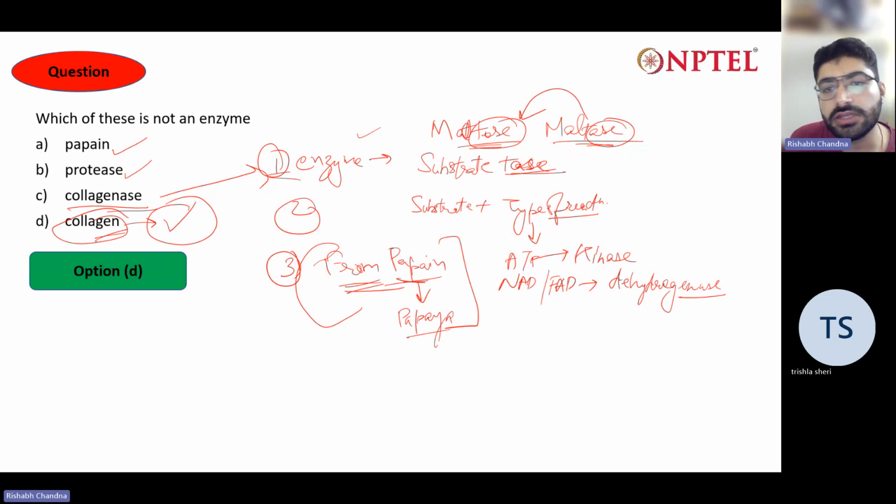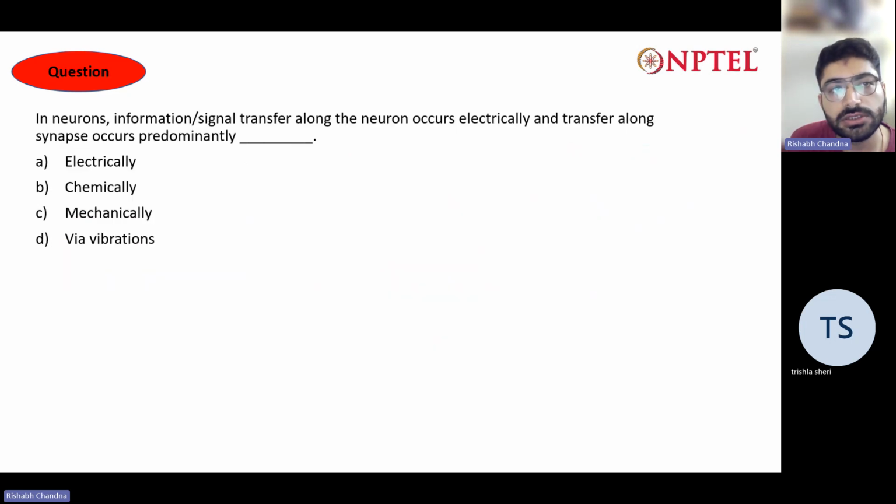Okay, now let's move on to the next question. In neurons, information or signal transfer along the neuron occurs electrically, and transfer along the synapse occurs predominantly. We have to specify this if we see the structure of a neuron.